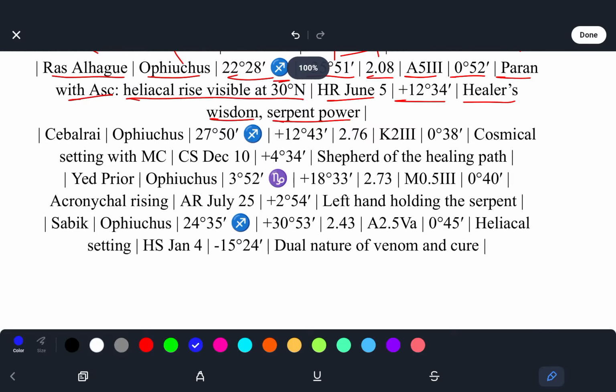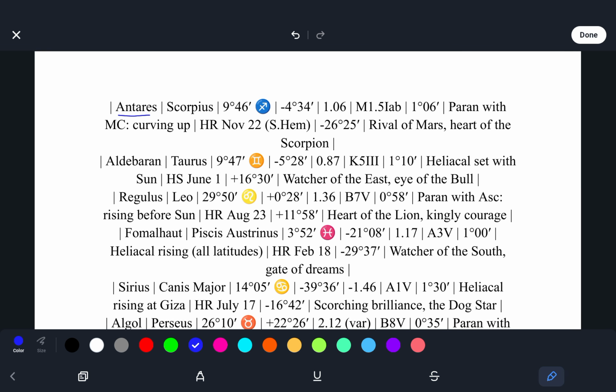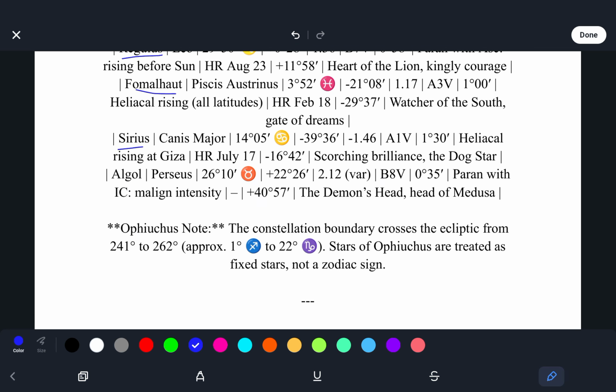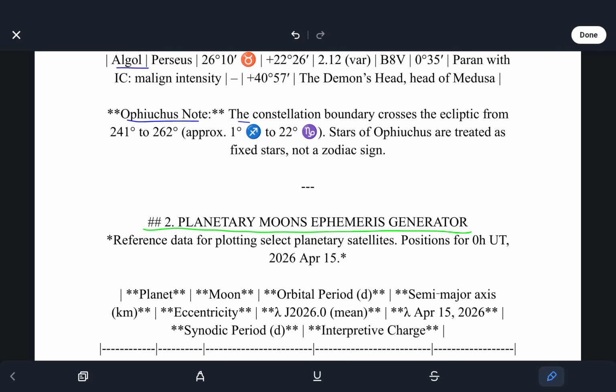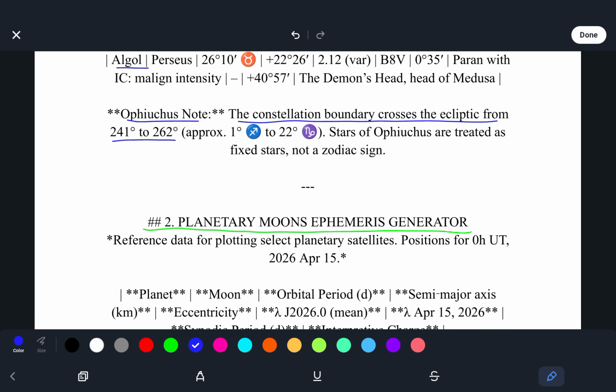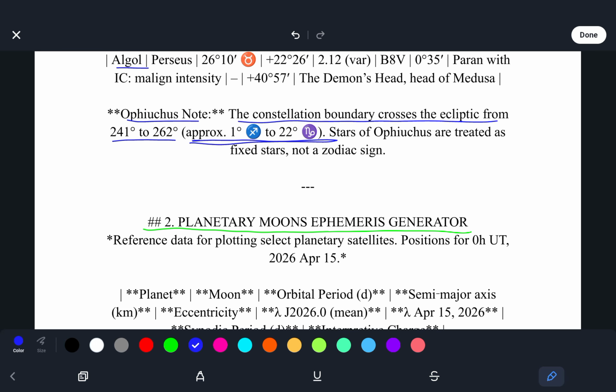And then I go on to Sabik, Yed Prior, Antares, Aldebaran, Regulus, Fomalhaut, Sirius, Algol. And then an Ophiuchus note is the constellation boundary crosses the ecliptic from 241 degrees to 262 degrees, approximately 1 degree Sagittarius to 22 degrees Capricorn. Stars of Ophiuchus are treated as fixed stars, not a zodiac sign.